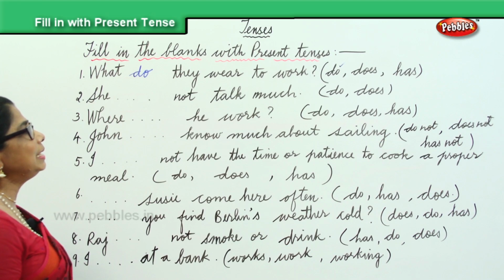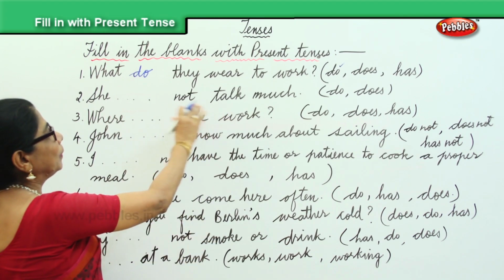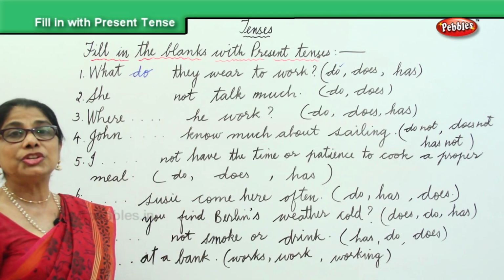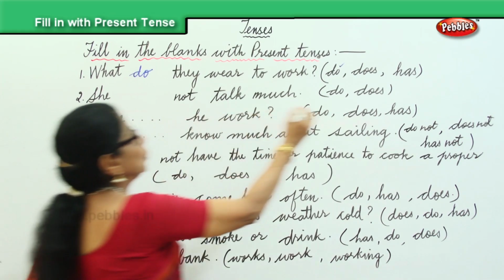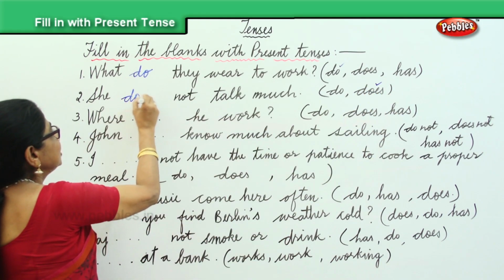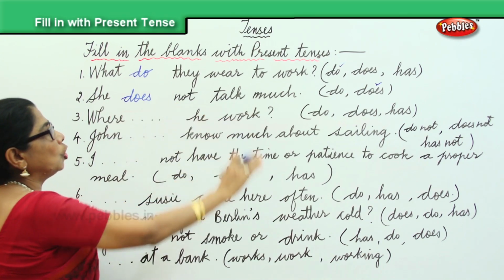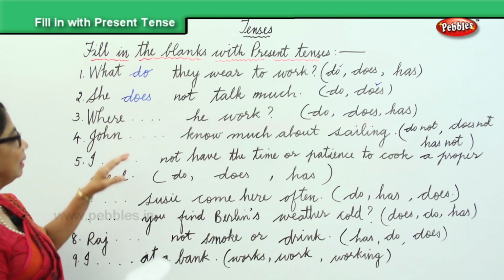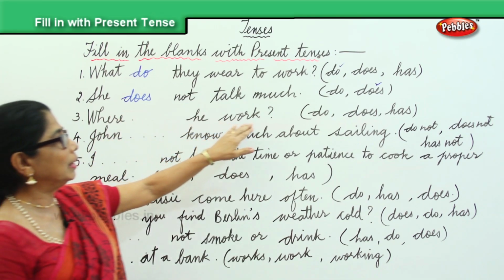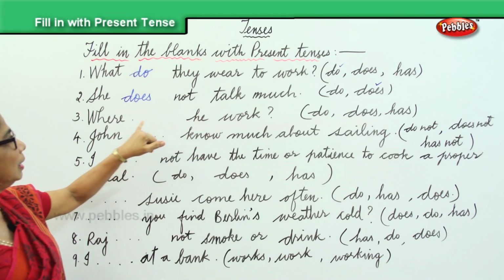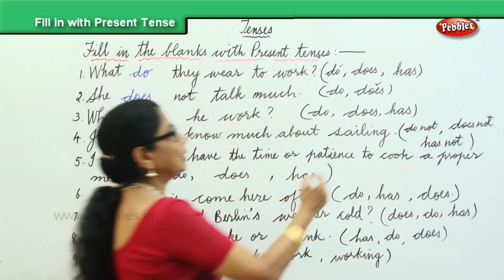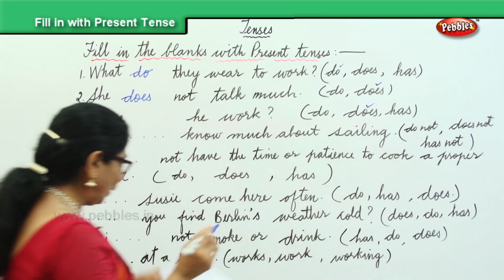Next, she do not talk much, or she does not talk much? She does. That's the right one. She does not talk much. So the second one we have done. Then the third one, where does he work? Where do he work? Where has he worked? Where does he work? The correct is, where does he work?